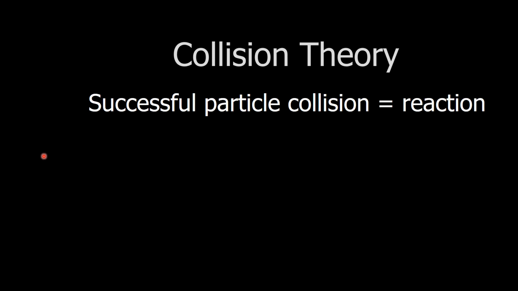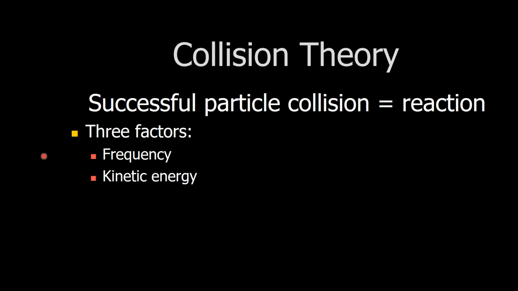When reactions occur, they occur because particles successfully collide with each other. There are different factors that influence whether or not a collision is going to be successful. The first is how frequently the particles collide with each other. The more frequently they collide, the more likely there's going to be a successful collision. The second factor is the kinetic energy that the particles contain. This corresponds to temperature, so higher temperature means higher kinetic energy, and that's going to increase the likelihood that they'll have enough energy to overcome that threshold to produce products.